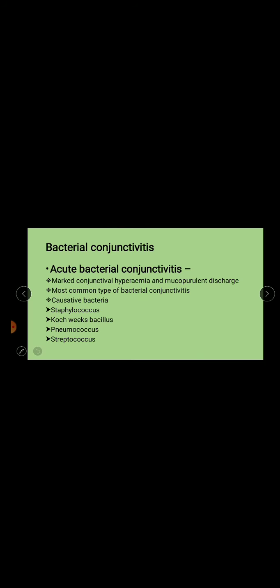We will read the bacterial conjunctivitis in the lecture. What is the acute bacterial conjunctivitis? The most common type of bacterial conjunctivitis. Causative bacteria are Staphylococcus, Koch-Weeks bacillus, pneumococci, streptococci. There is marked acute hyperemia and mucopurulent discharge. Which type of discharge? Mucopurulent.